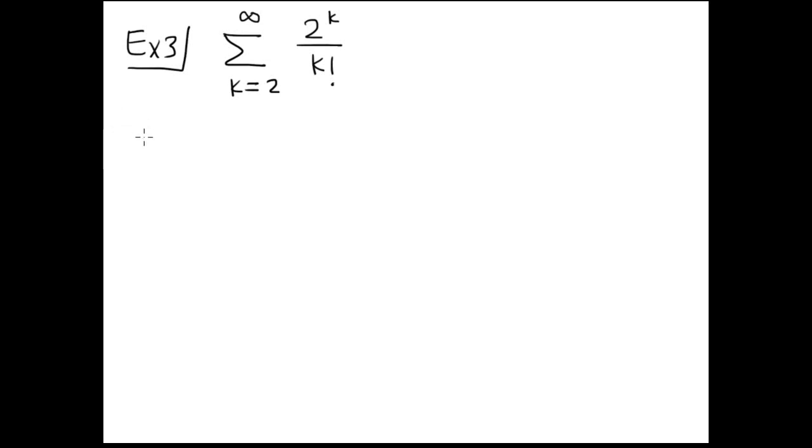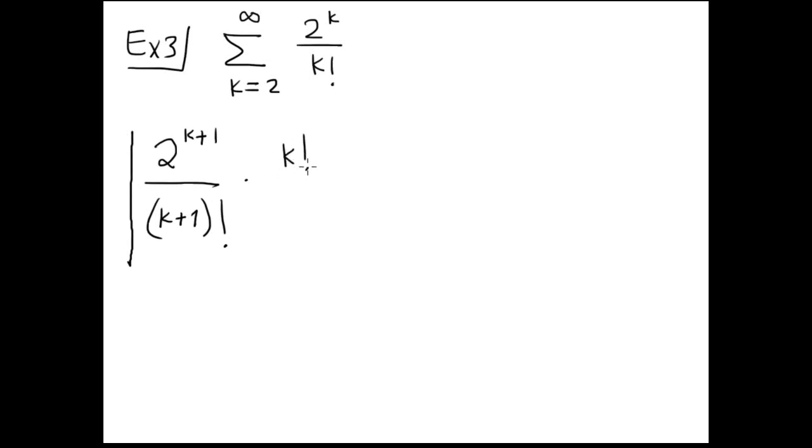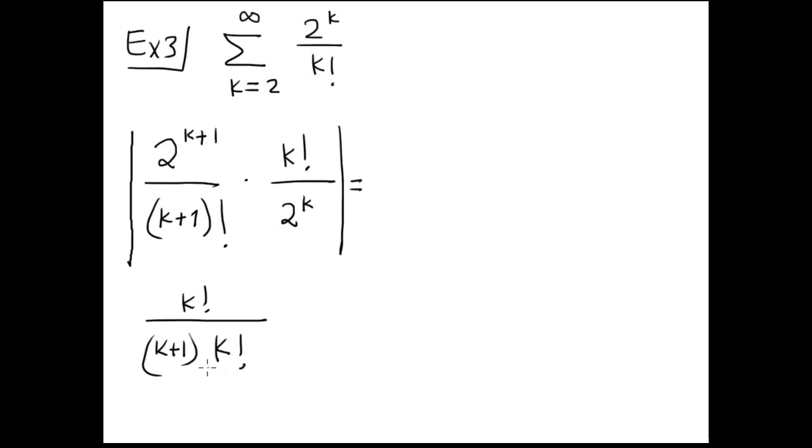Example 3. We compute the absolute value of 2 to the k plus 1 divided by k plus 1 factorial, times the reciprocal, k factorial divided by 2 to the k power. Now you associate one more time: factorial k factorial divided by k plus 1 factorial, the k factorial is cancelled. It's still only k plus 1 in the bottom. This is the absolute value of 1 over k plus 1.